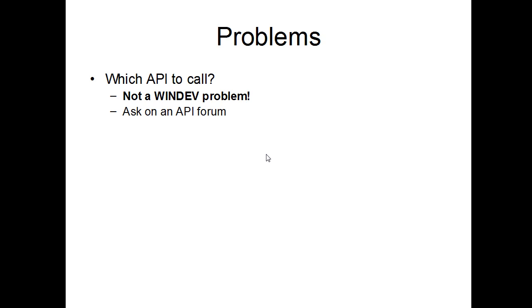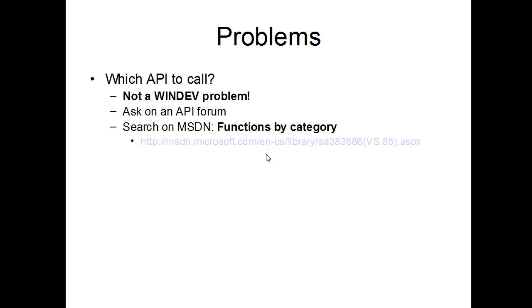Of course, you can also search directly on MSDN. They have a list of functions by categories. And this is the URL, last time I checked, of the page in question, the starting point for the function by category. Of course, there is also a very good starting point, which is to do a search on Google for API and what you're trying to do. There's a good chance that you'll find after a few searches people talking about what you're trying to achieve.